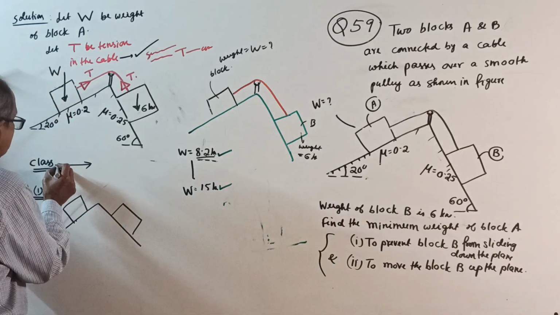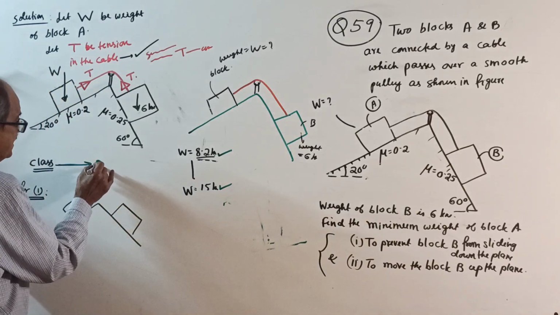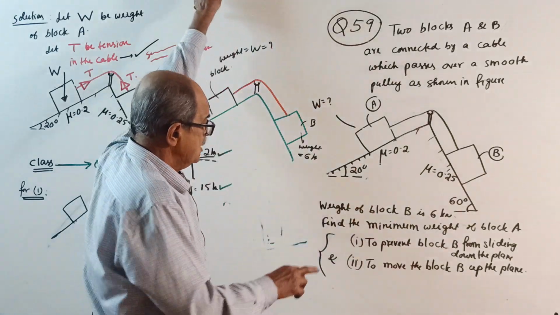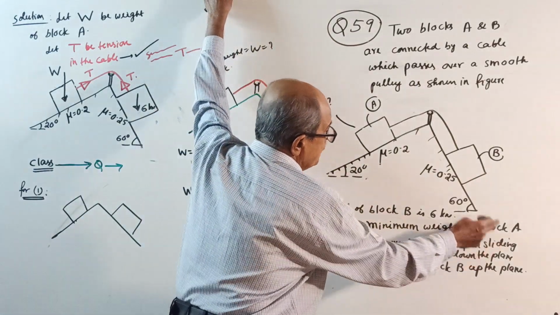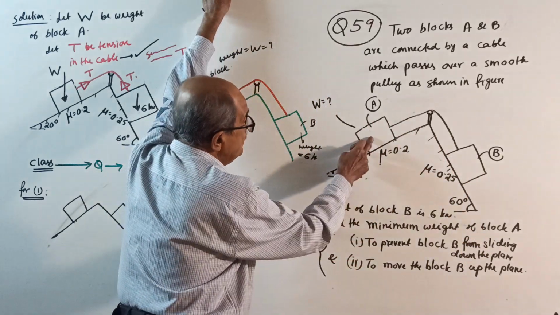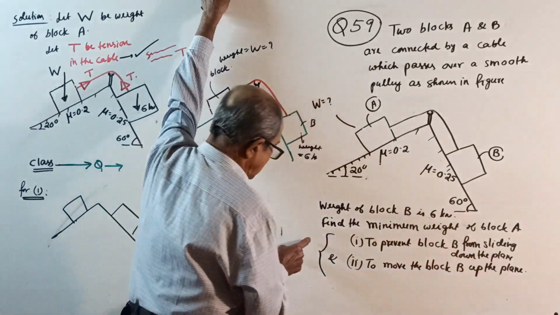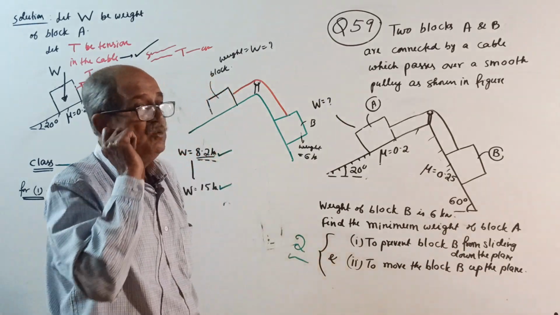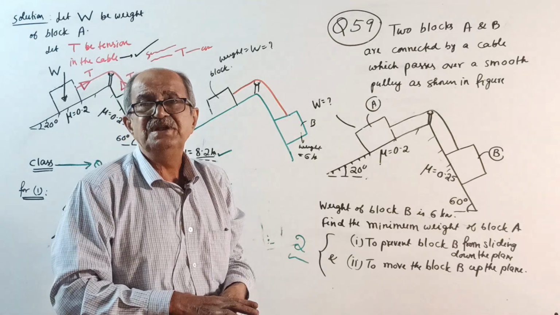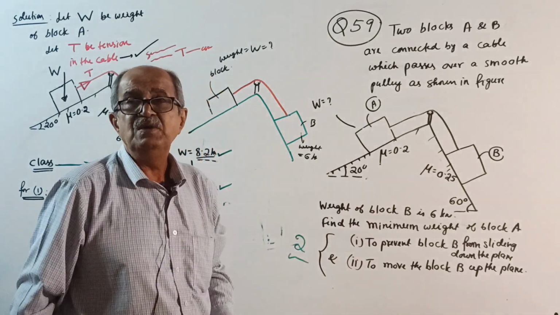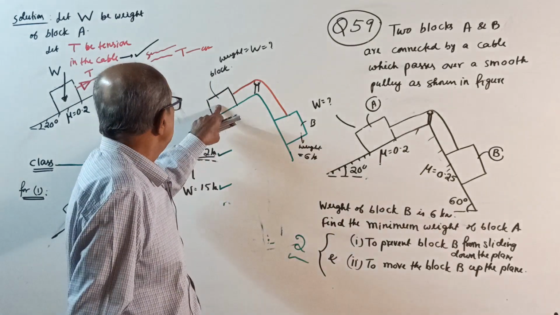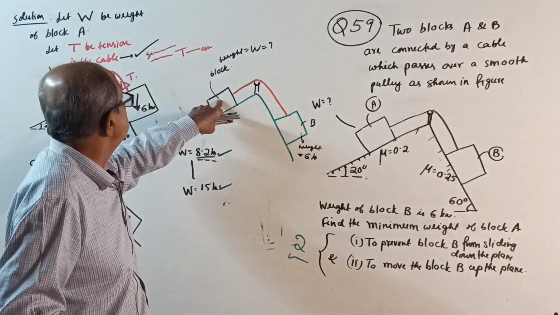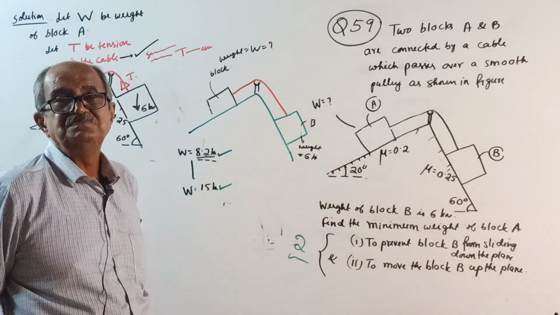Therefore, make a note. In the class, the question can be asked in different ways. Here I told it in simple language. One question is to prevent block B from sliding down. Next question, what is the weight here to move block B up the plane? Remember, two independent questions. Now, this question can be asked in different ways. One way is: find the minimum and maximum weight of block A for equilibrium.